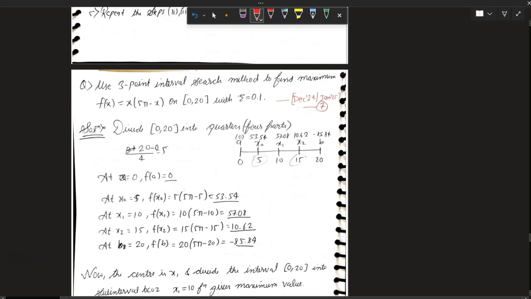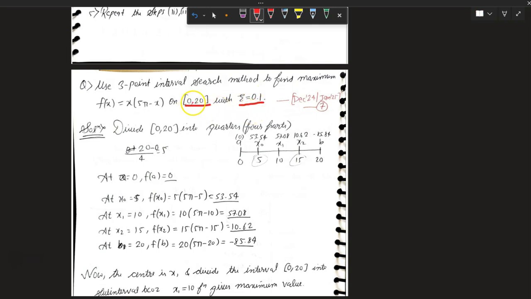Okay, so let's see. Use 3-point search interval method to find the maximum of f of x is equals to x times 5 pi minus x on this interval with e value as 0.1. So what is this e value useful for? Let us see that this value only we have to see whether it is close or not.